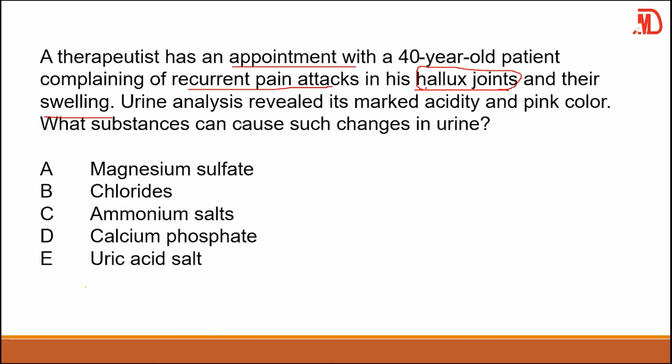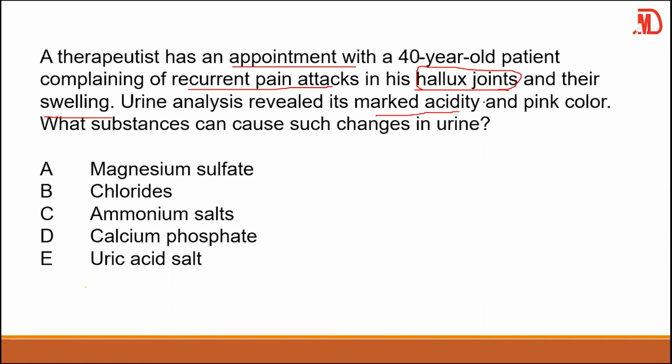Good. So what kind of infection, I won't say infection, but what kind of condition will lead to pain in that joint? Who can tell me? Is it accumulation of uric acid? Gout. Exactly. So it's gout, accumulation of uric acid. Now I'm asking this question because if you know the diagnosis, you will know your answer straightforward. In fact, you will not think twice. Recurrent pains in the hallux joint and their swelling. Urine analysis revealed marked acidity.